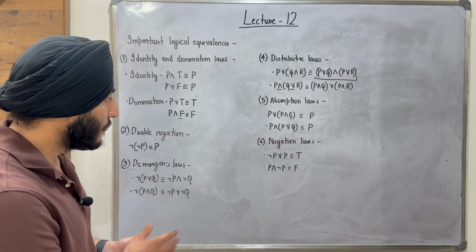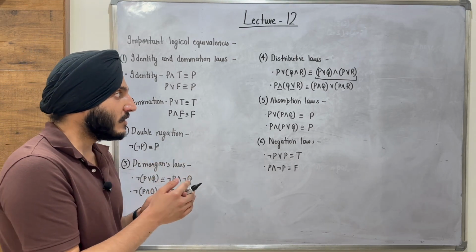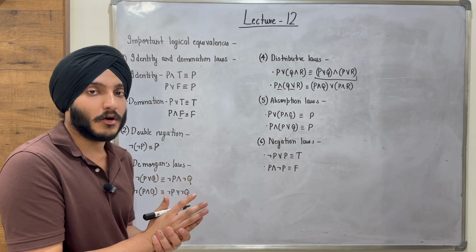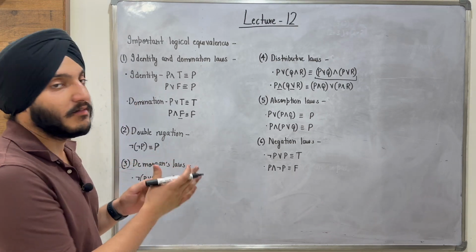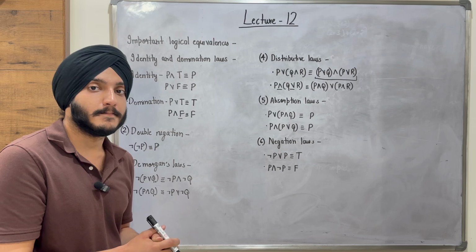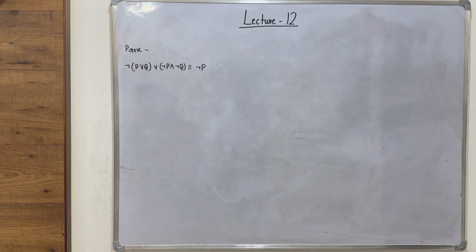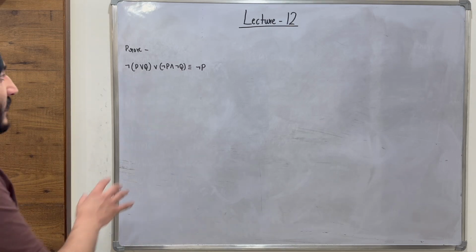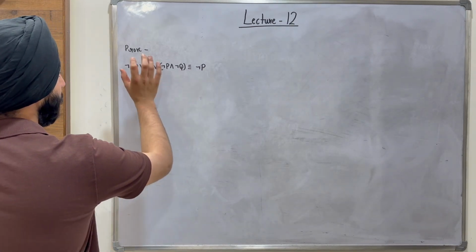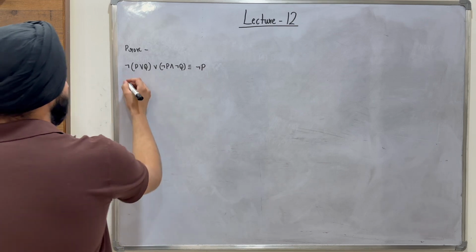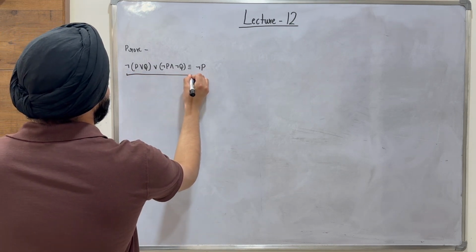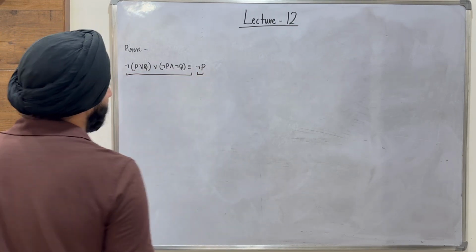Okay. Now, if you have a good understanding about these, let's try to solve a very basic example of a simplification of a logical equivalence. Okay. So I've given a very simple question in this case, right? We need to prove that this entire equation is equivalent to negation of P, right?